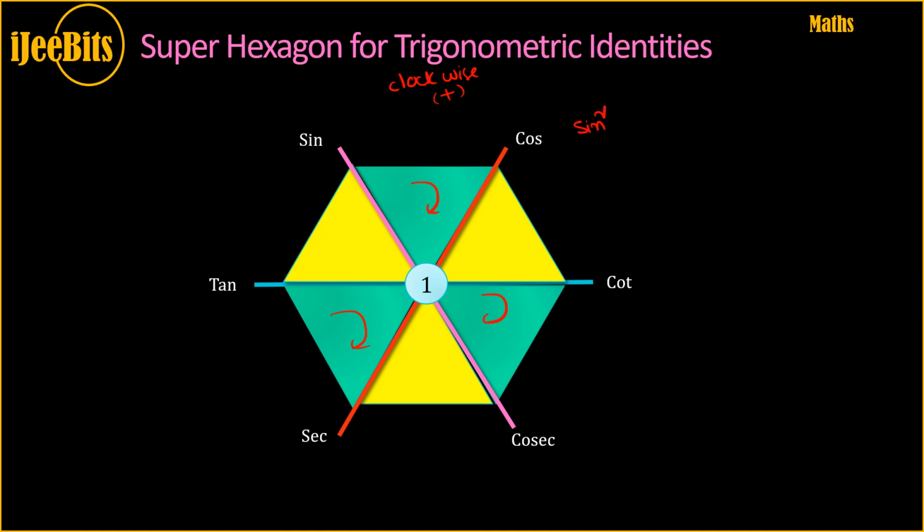Sin square theta plus cos square theta equal to 1. That was the first relation. Let's look at now. Look at this one. 1 plus cot square theta equal to cosecant square theta. 1 plus cot square theta in the clockwise direction is a cosecant theta. Got it? So I'm writing down now.